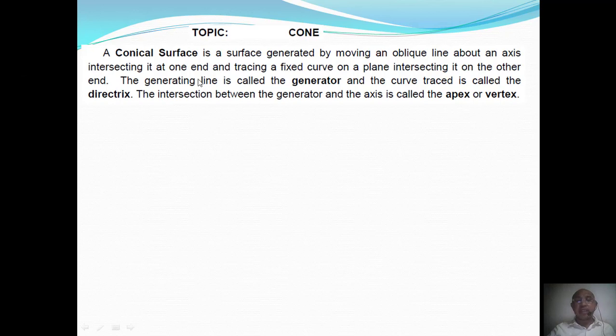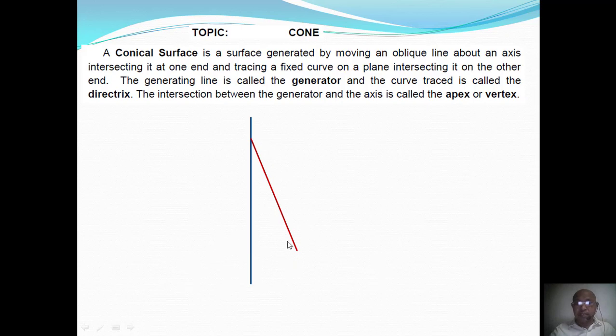Next, we have the cone. So the cone is defined as, or a conical surface is a surface generated by moving an oblique line about an axis, intersecting it at one end and tracing a fixed curve on a plane, intersecting it on the other end. Okay, like this. So this is a line, and then we draw an oblique or a slanting line intersecting this.